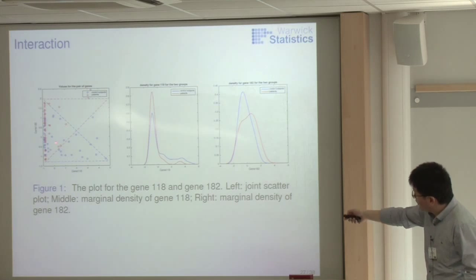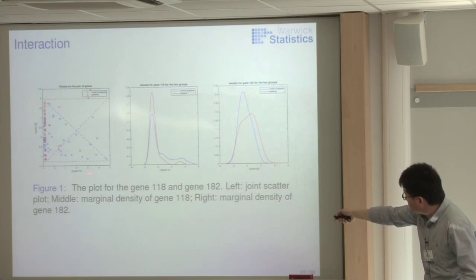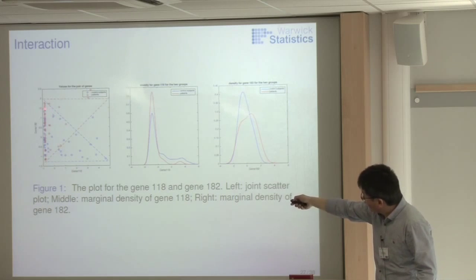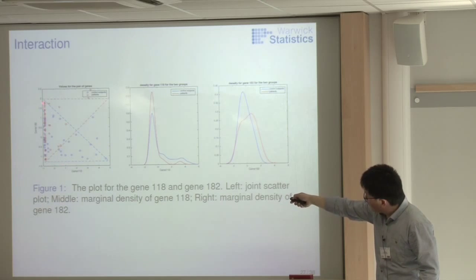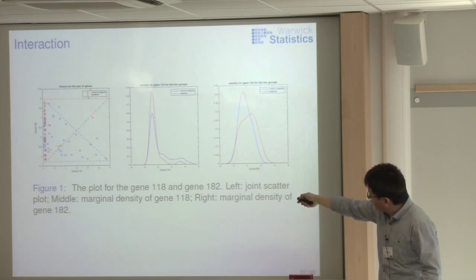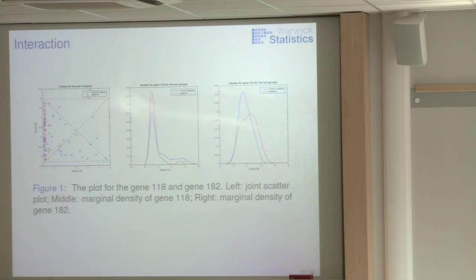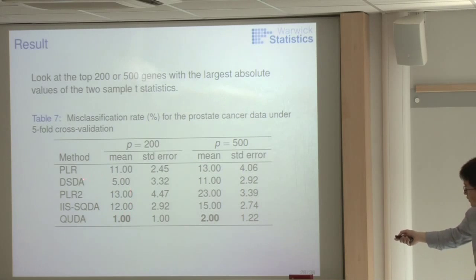But if you look at a graph, this is similar to the first graph I showed you. Here I have the first gene and the second gene. If you look at it more carefully, you will find that all the blue dots lie predominantly in this triangle, and all the red dots lie predominantly in this triangle, indicating that there's some interaction going on. Again, we did this comparison, and it turns out the QUDA method outperforms its competitors oftentimes by a huge margin.